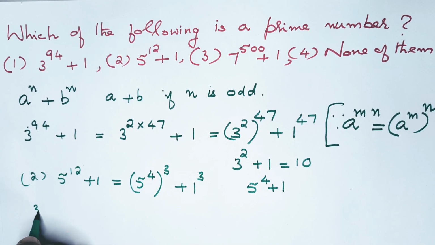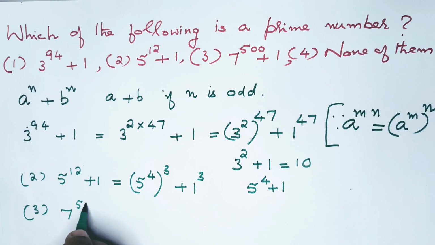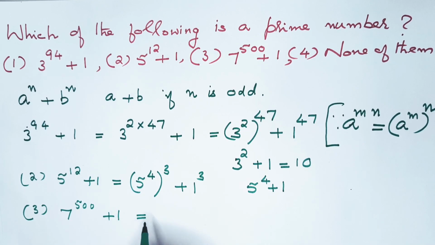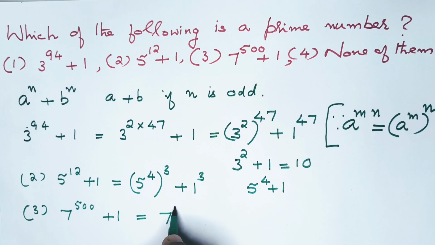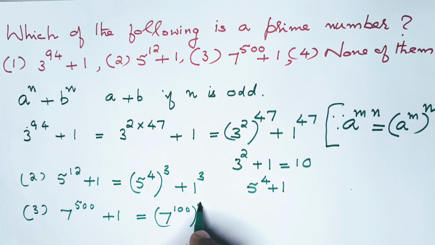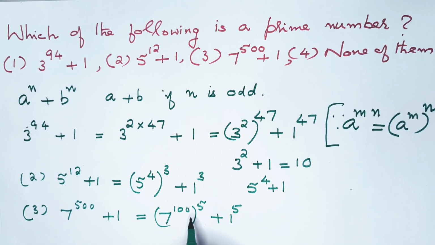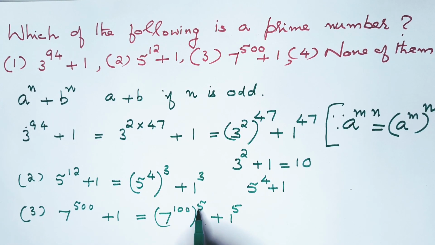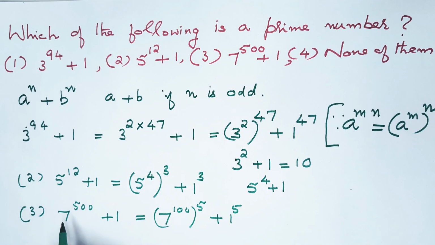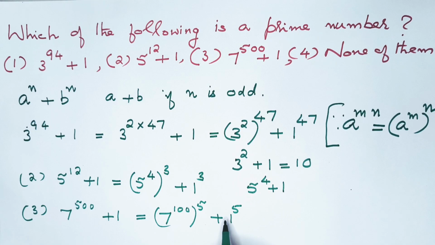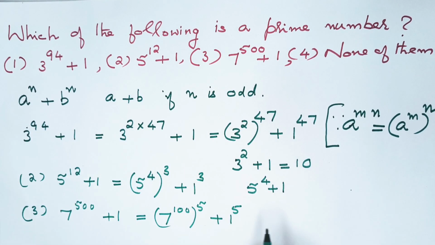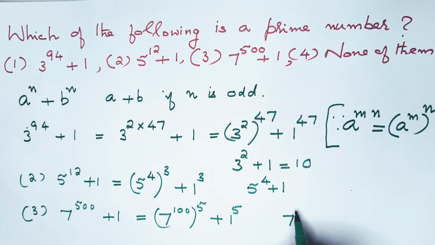Now look at the third one, which is 7 to the power of 500 plus 1. This let me write like this: 7 to the power of 100, the whole to the power of 5, plus 1 to the power of 5. See, you can split it in many ways. We need to get an odd number here, that's all. This is not the only way to rewrite the given number. We are actually trying to convert this into a format which will be same as the result given. So using this result, this is also again divisible by 7 to the power of 100 plus 1.